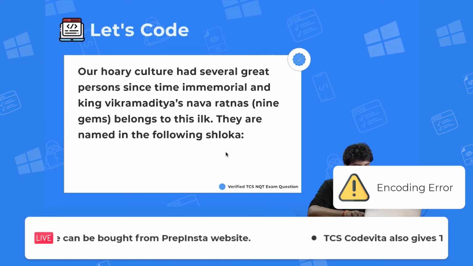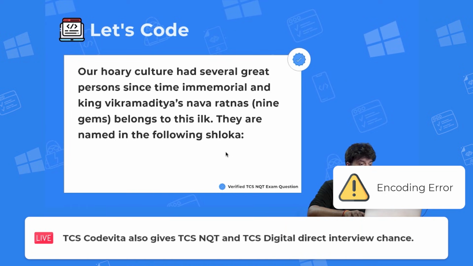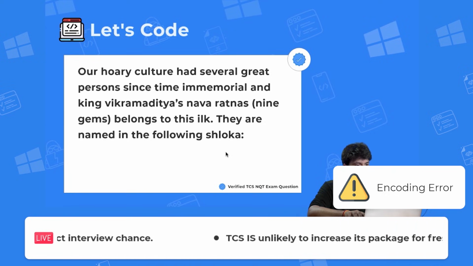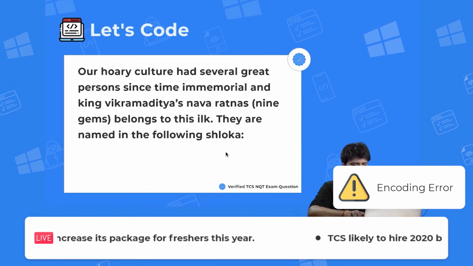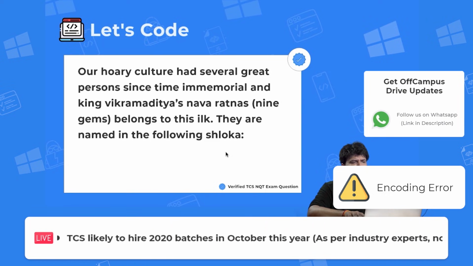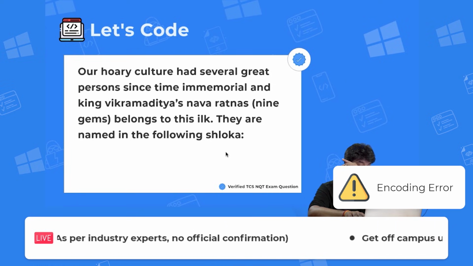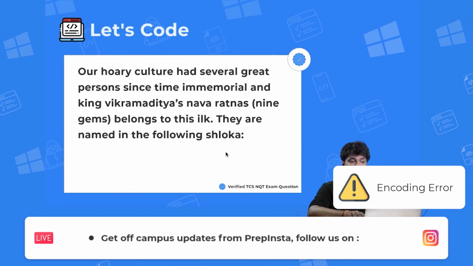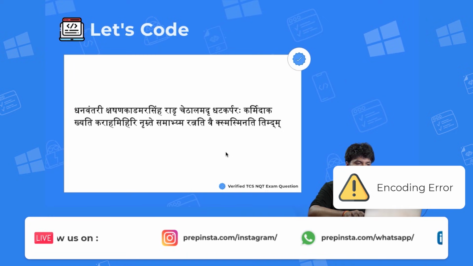So what they are saying is, in our Indian culture there have been several great persons since time immemorial, and King Vikramaditya's Navaratnas, that is 9 gems, belong to this ilk. They are named in the following shloka. If I translate it into normal English, they are saying several great persons were there during the time of this king, and there are 9 ratnas, that is 9 very influential people, and these people are named in the following shloka.